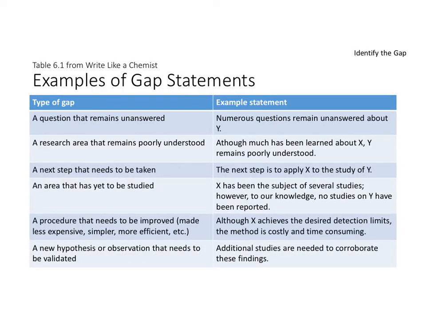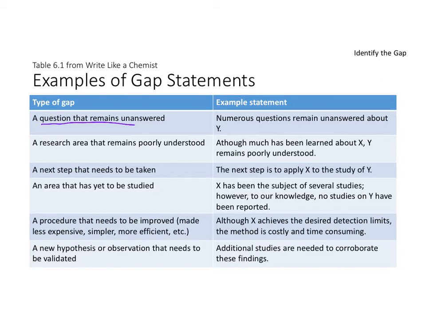Let's look at some examples of gap statements, and this is from the Write Like a Chemist book, again available as an ebook. There are several different types of gaps that this ebook points out, and then some example statements of how you could go about writing about that type of gap. So, for instance, if you have a question that remains unanswered, maybe there's been some work done, but the next project in your lab helped to solve one problem that you weren't able to answer with any previous research.